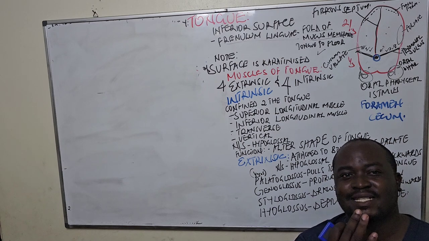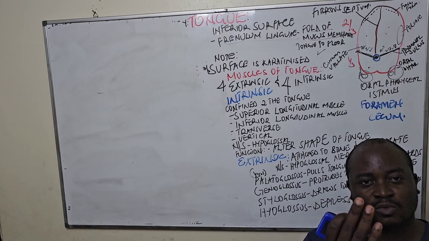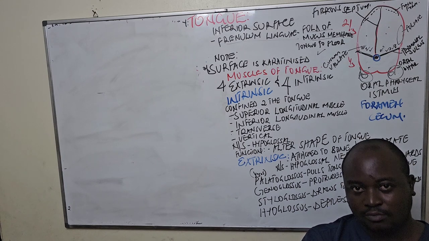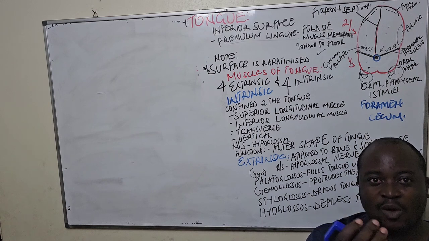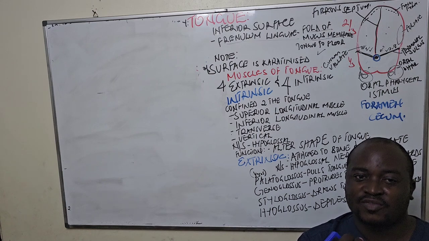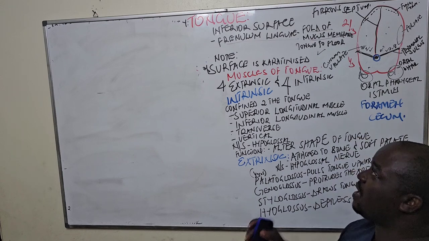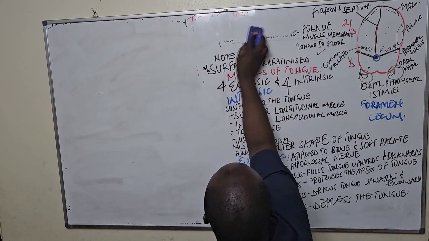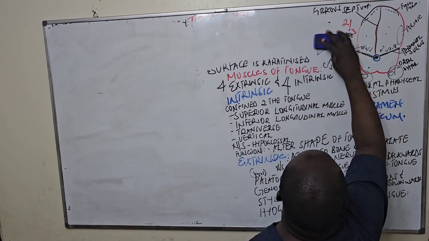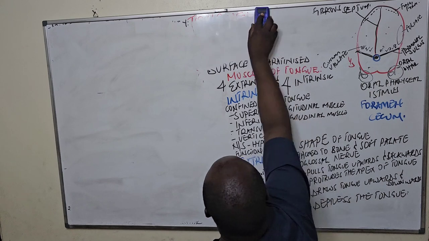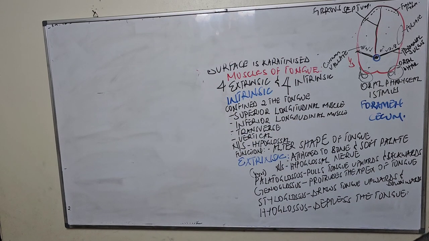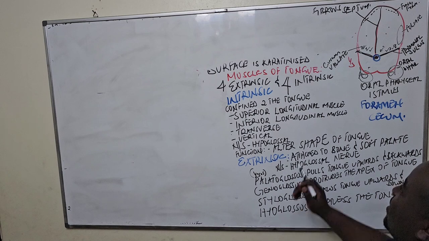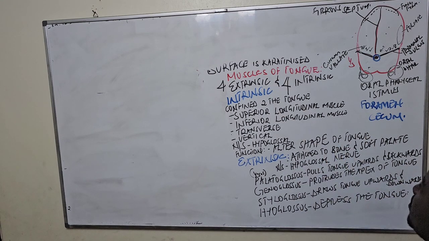We can have also the one that attaches the upper lip. That is the superior frenulum. We have another also, the inferior frenulum or labial frenulum. So among those ones, we have also this frenulum. I hope those who watched the first video are able to differentiate those different types of frenulum. We are also saying the surface of the tongue is keratinized. We are going to talk about different epithelium, but the keratin is because of the what? Of the function.